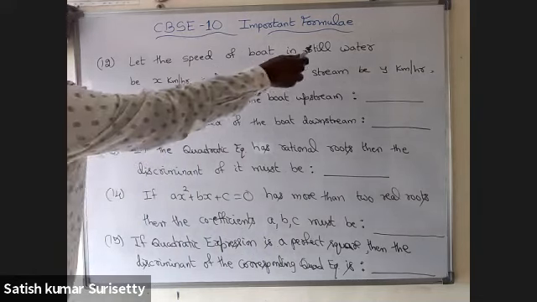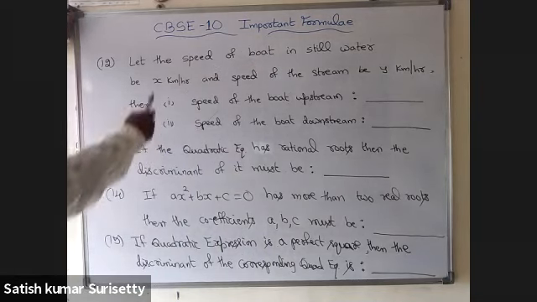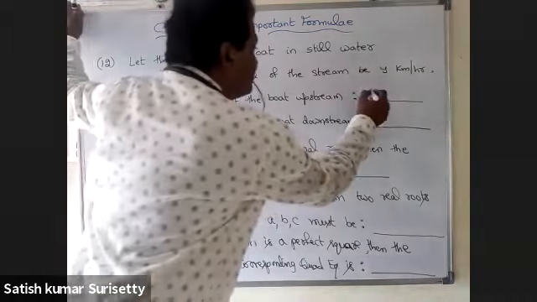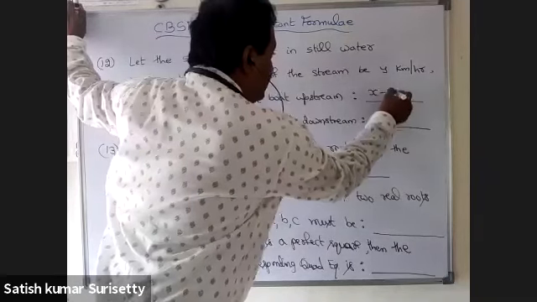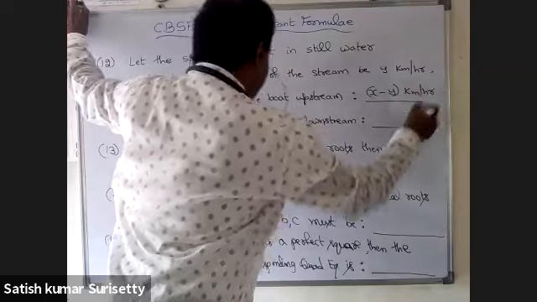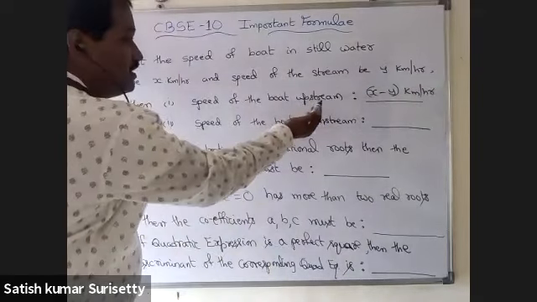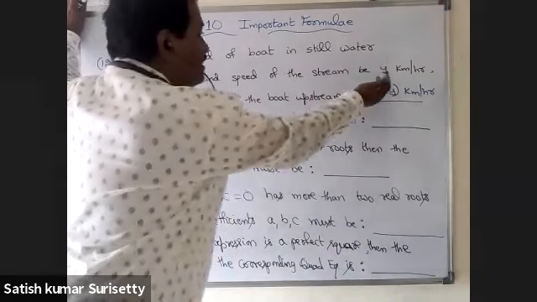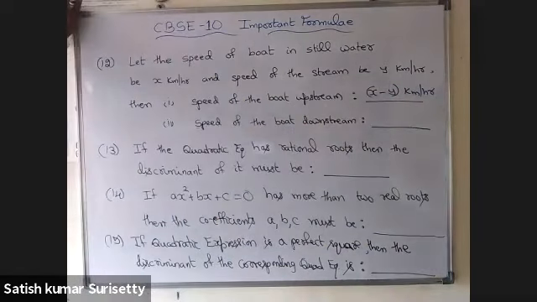Let the speed of the boat in still water be x km per hour and the speed of the stream be y km per hour. Then the speed of the boat upstream is? So the answer now: x minus y kilometer per hour. In the upstream, the speed will be reduced. How much will it be reduced by? By y. That is x minus y kilometer per hour.